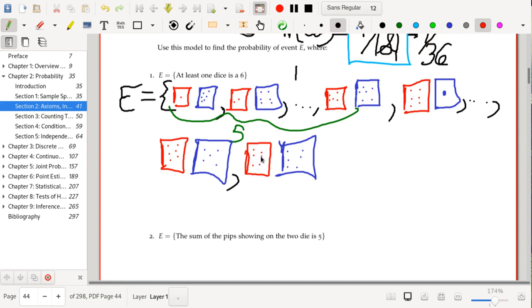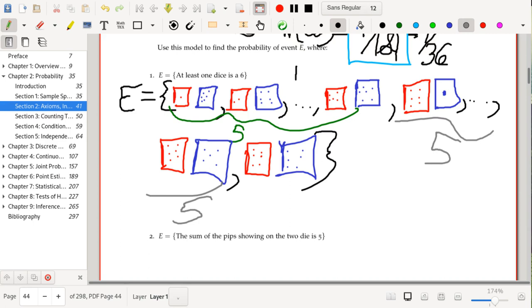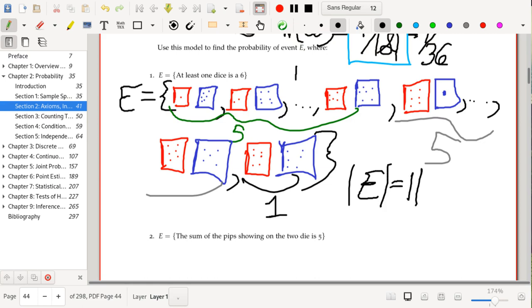All right. So there are 5 elements where the red die is fixed at 6, and then there's one extra element where both of them are 6. So that means that the size of this event is going to be 11, which then means when we're computing the probability of this event, we could add up the probability of each one of these outcomes, and they all have an equal probability of 1 over 36. So you're going to add up 1 over 36, 11 times. So this is going to add up to 11 over 36.